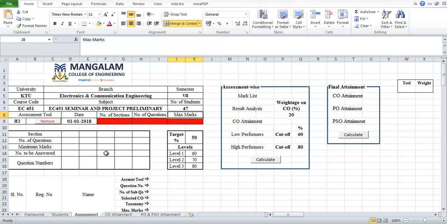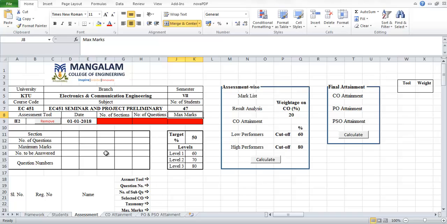That 50 out of 50 marks, whatever has been obtained by the student, is equally divided among all the COs of the seminar. As I already told, in our department we have taken 5 COs for the seminar, so equally we will divide the 50 marks for all the 5 COs. So that will bring us to 10 for each CO.